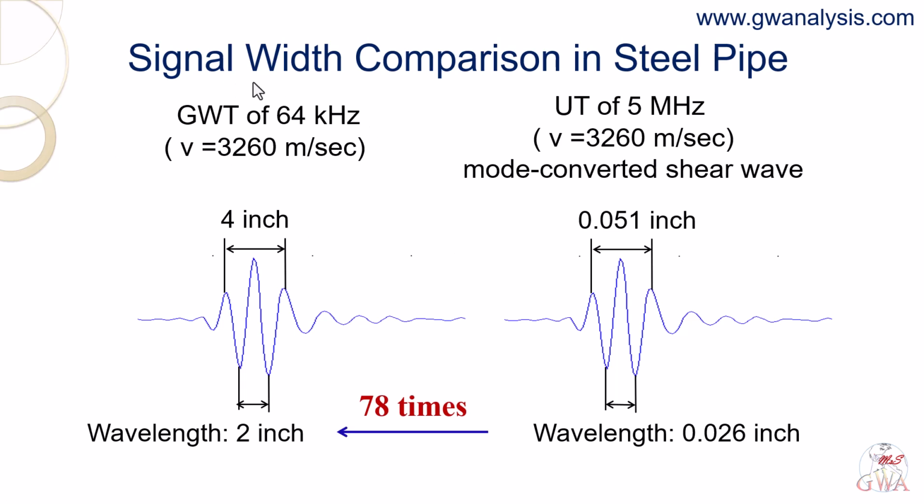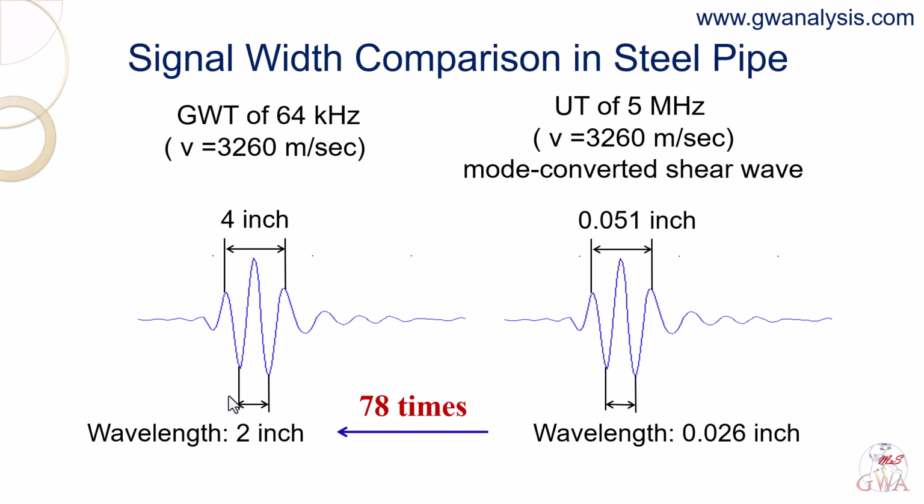Now, let me explain more about the spatial resolution. This slide compares the signal width of 64 kHz guide wave testing and 5 MHz ordinary UT. Using the shear wave velocity, the wavelength of 64 kHz guide wave testing is 2 inches, and the wavelength of 5 MHz UT is 0.026 inches.